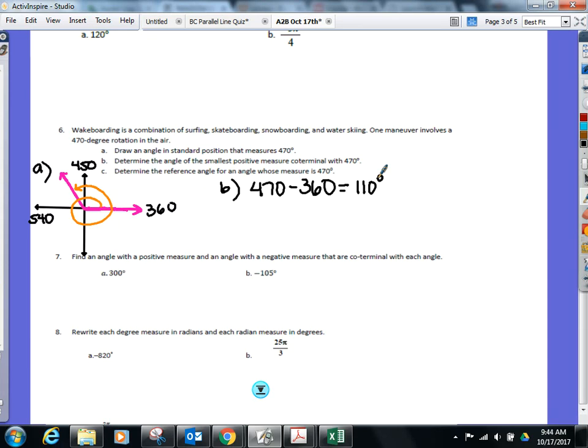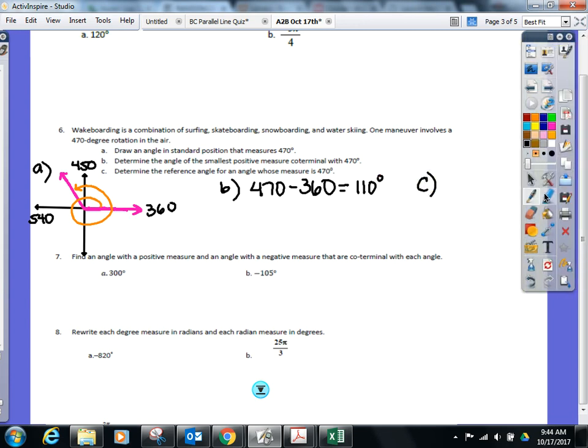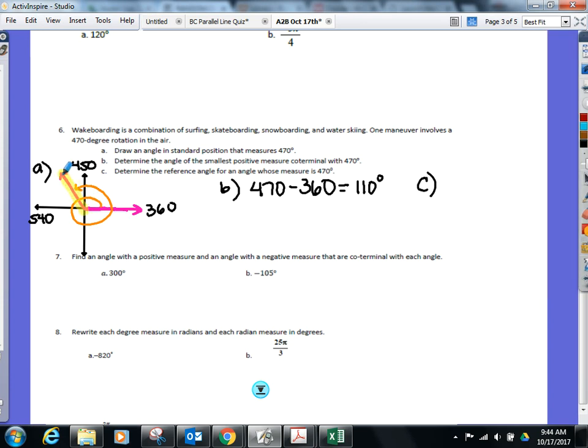All good so far. Then we got to the big dog part, part C, which is find the reference angle for 470. We know the terminal side, and don't do this to me tomorrow: which axis? X, not the Y. So I need to find that angle right there that I've highlighted. That angle.